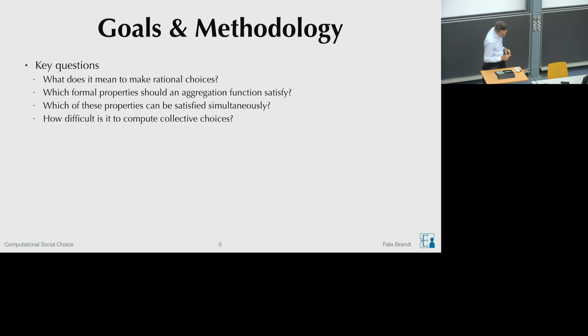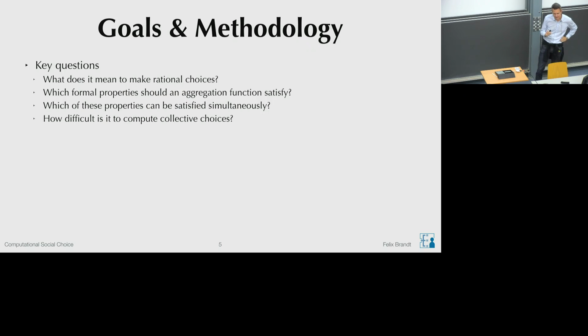Okay, next bullet is about computation. Because as I said, economists and political scientists didn't pay much attention to computational properties. This is almost a bit amusing if you look at the early literature on social choice. There are sometimes remarks regarding the computational complexity, but of course these people didn't have the framework of computational complexity at hand.